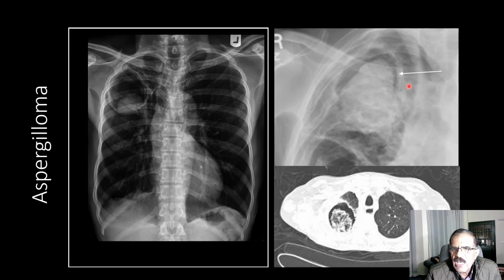Now this is a tomogram, not actually a CT scan, and in this you can see this cavity and a big ball inside. This is different than this one. This is a different patient, so this is bigger. And if you do the CT scan, you can see that there is a cavity, and inside there is a non-homogeneous round opacity, which may be Aspergilloma.